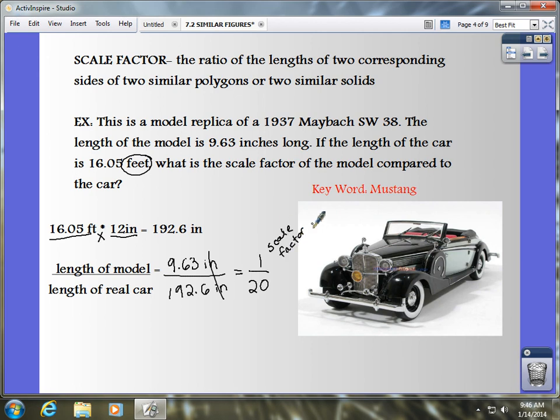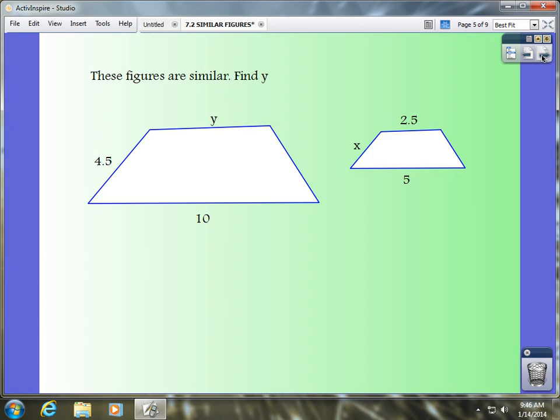These two figures are similar. Find y. Okay, we need to set it up so that the corresponding sides are over each other. I'm going to do the large figure over the small figure, and actually I can't use that side because I already have a variable I'm looking for. I'm looking for y. So I'm not going to use those sides, because I don't know that side.